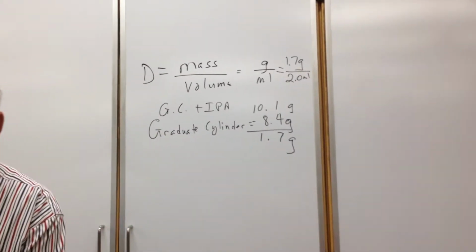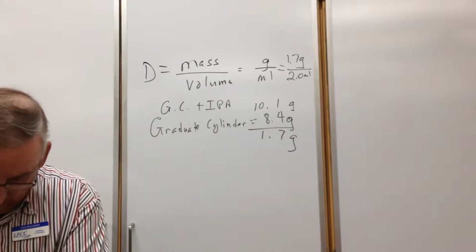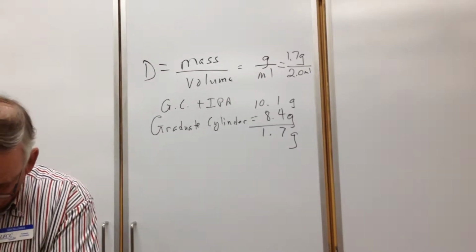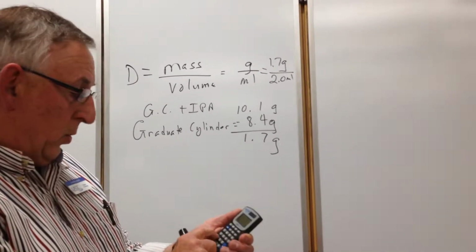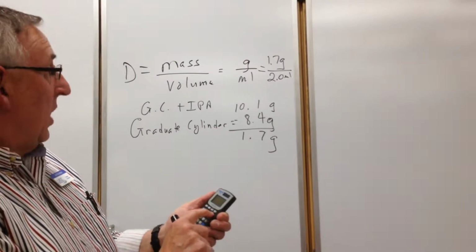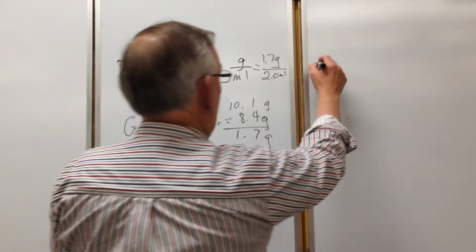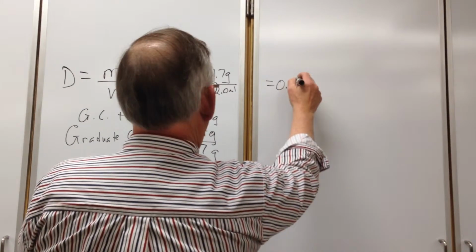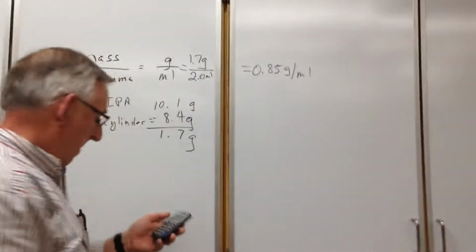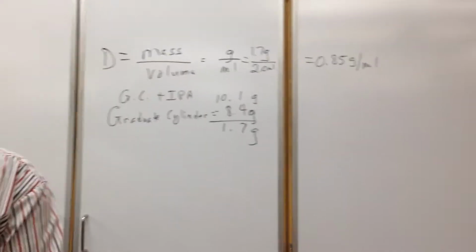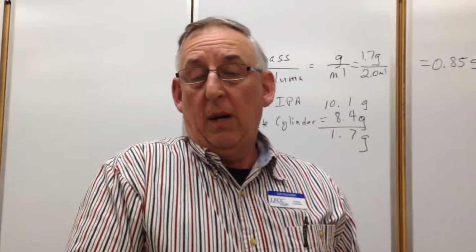So then to calculate the density, you would take a calculator, or if you like to do things longhand. I'm going to use the crutch, a calculator. So we've got 1.7 grams. We're going to divide that by 2, and we have a density value of 0.85 grams per mil.